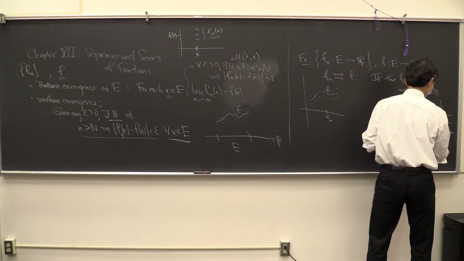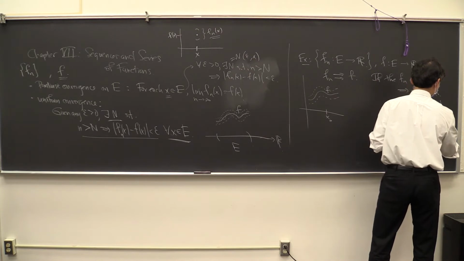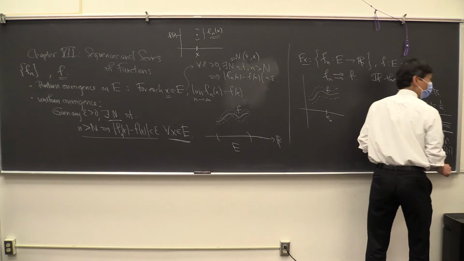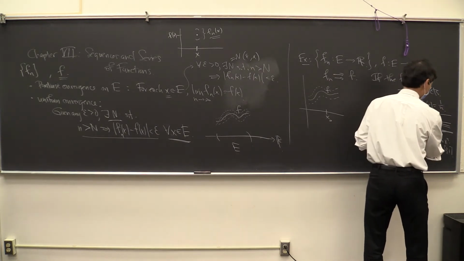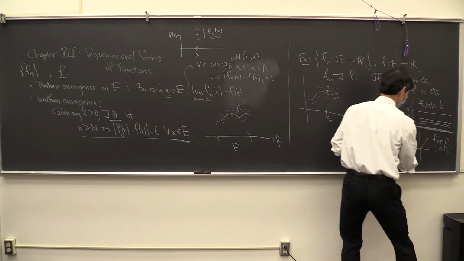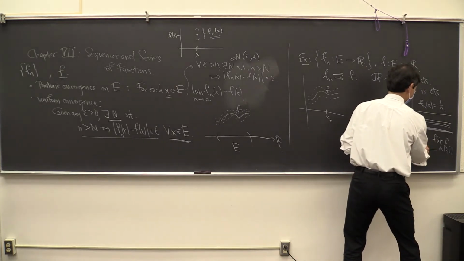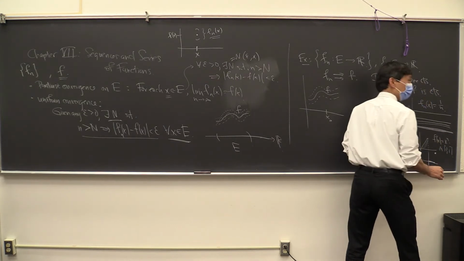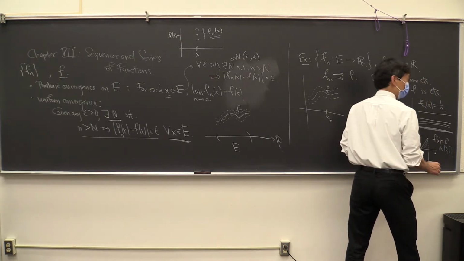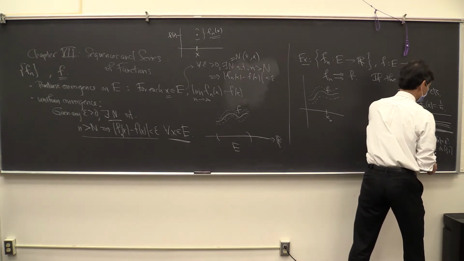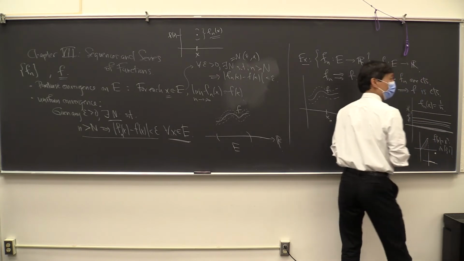Another, the non-example we gave, was f sub n of x being x to the n on [0, 1]. That's not an example because those guys will converge to 0 everywhere and 1 here. Those guys will converge to this. But that convergence turns out to be not uniform.